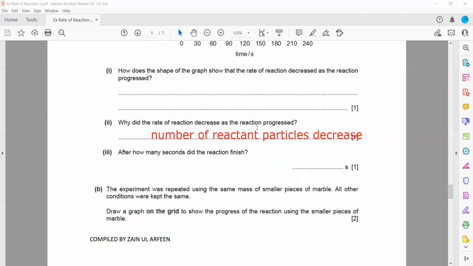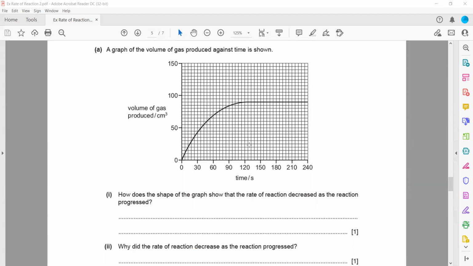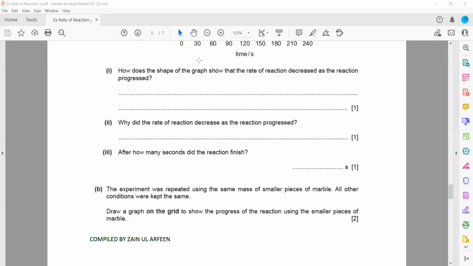After how many seconds did the reaction finish? So how can we identify when the reaction finishes? The moment when the line turns horizontal is the moment when the reaction finished. It appeared to be around here, the starting point of the horizontal line. When it is a horizontal line, it means you're not getting any change in the product. So at this time interval, the reaction completed. So it is 120 seconds.